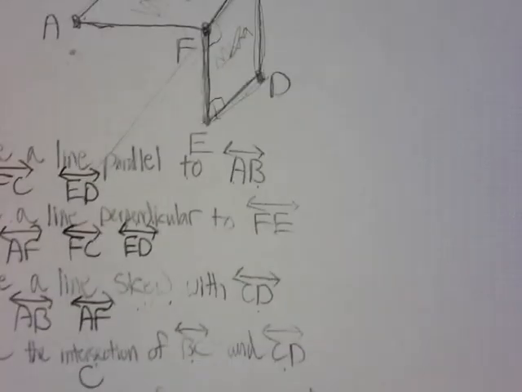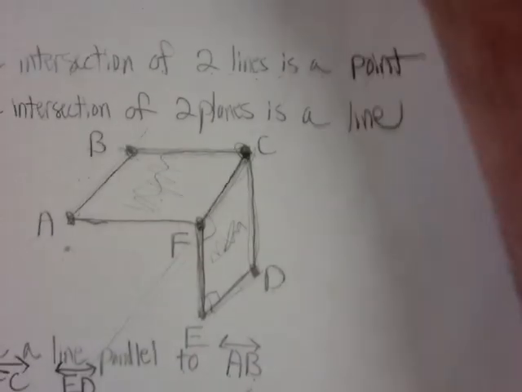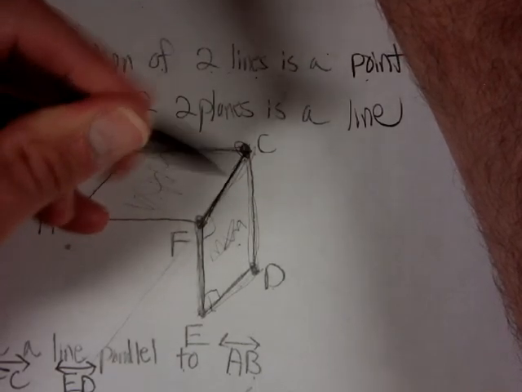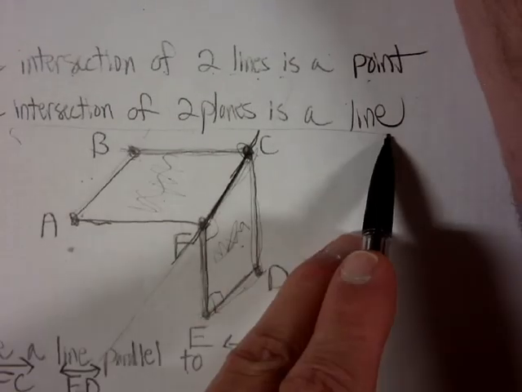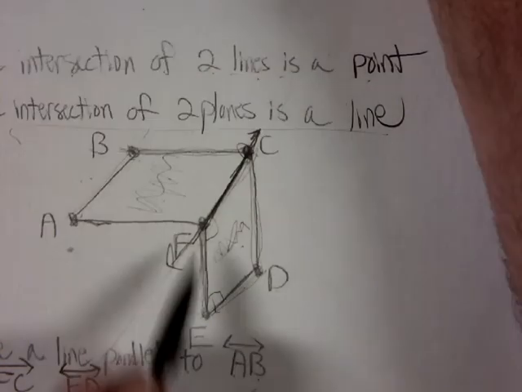So we need to name the intersection of the top of the box and the side of the box. Where do they connect? The top of the box and the side of the box intersect right here. And remember, the intersection of two planes is a line, so this would be line what? Line FC.